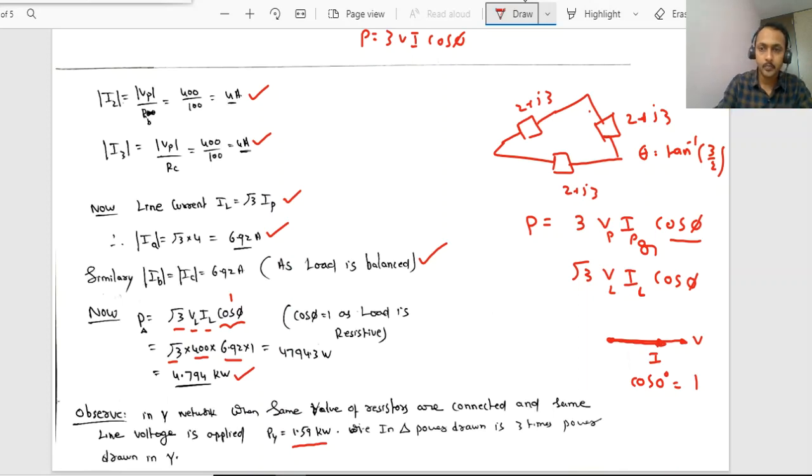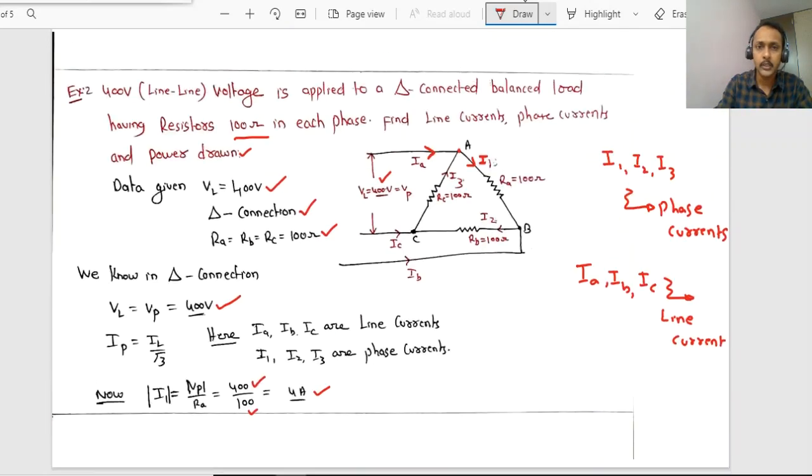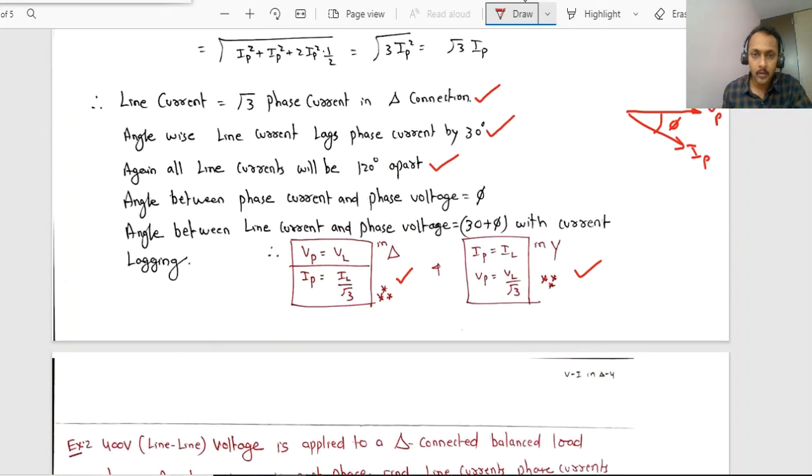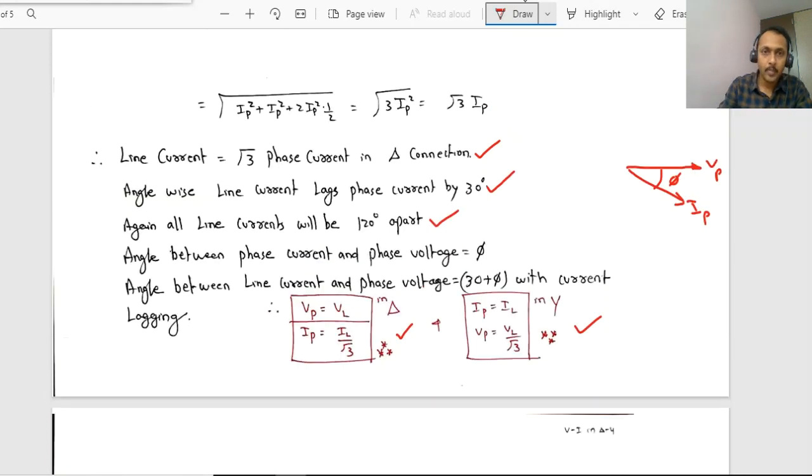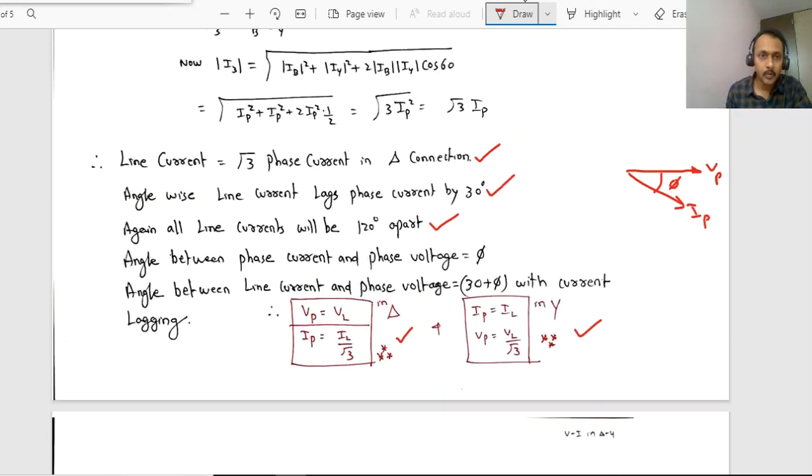So in this entire discussion, dear students, the important point is in delta network, phase voltages and line voltages will be same magnitude wise, and the phase current will be IL by root 3. Clear? Now, another observation is this angle: line current lags the phase current by 30 degrees. How do you understand this statement?